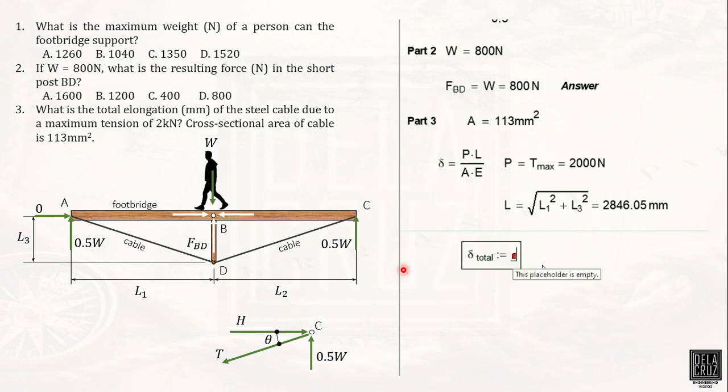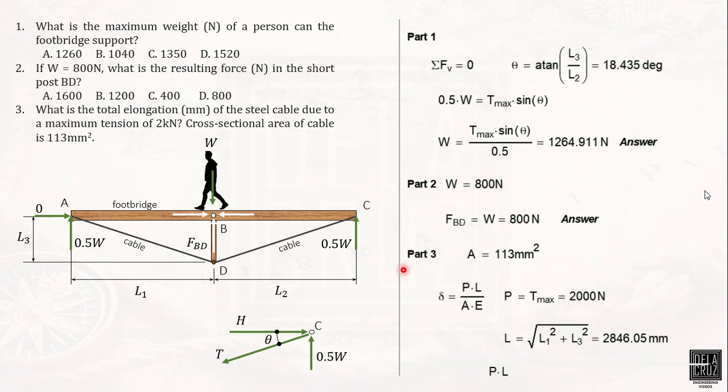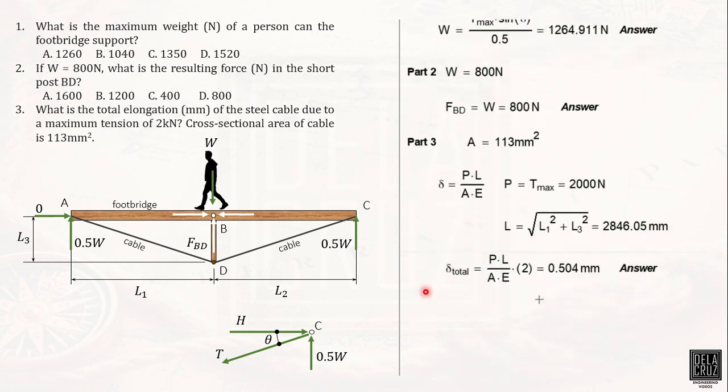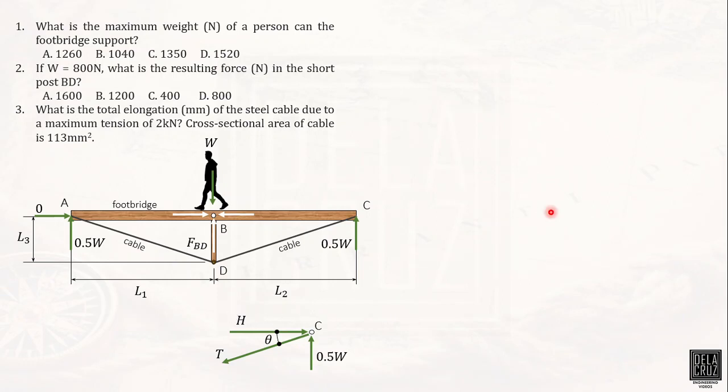So we have all the givens there. And we multiply by 2 because we consider the total elongation in millimeters. So the answer should be 0.504 mm. Very easy, right? Part 1, part 2, and part 3. Now let's have another example.